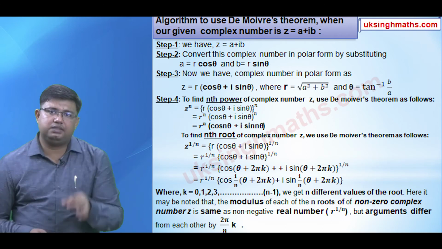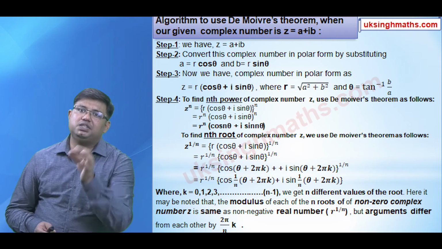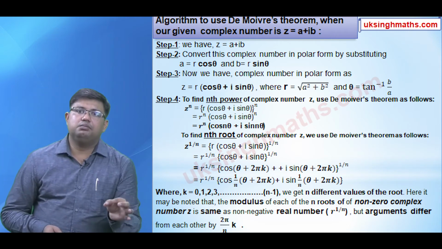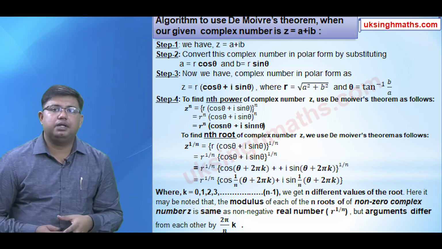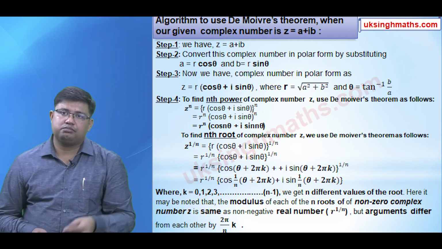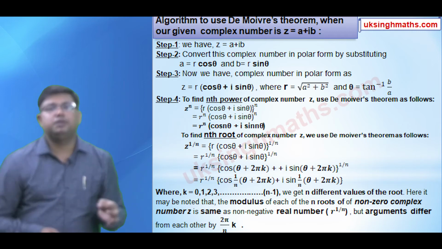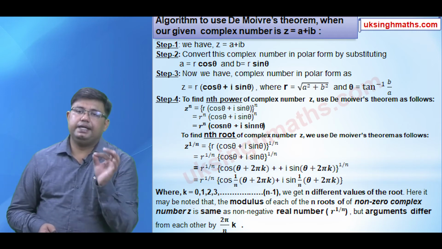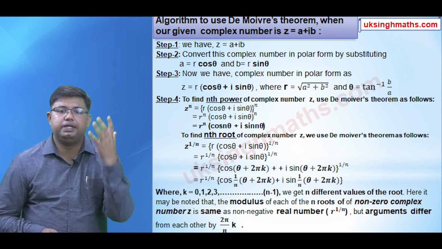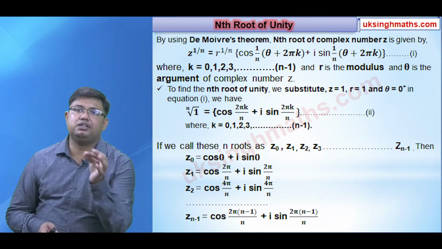Here, one thing you should visualize is that the modulus of each of these roots is equal to the non-negative real number small r to the power 1 by n, whereas the arguments of these roots differ by a multiple of 2 pi by n into k, where k equals 0, 1, 2, 3 up to n minus 1. Now let us see the nth root of unity.